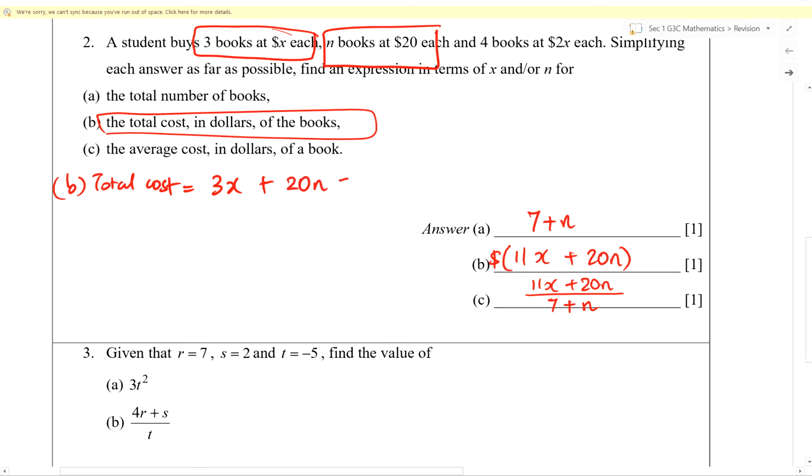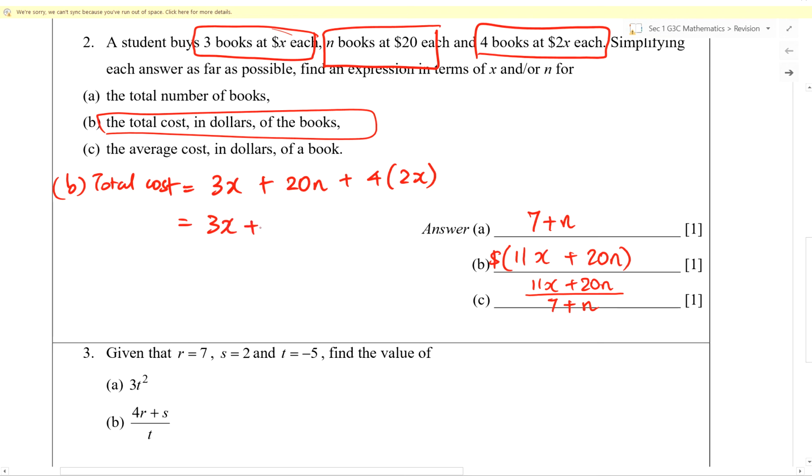Now finally, we've got another set. 4 books at $2x each. What should we do with this 4 and 2x? Okay, we multiply them. So 4 times 2x.